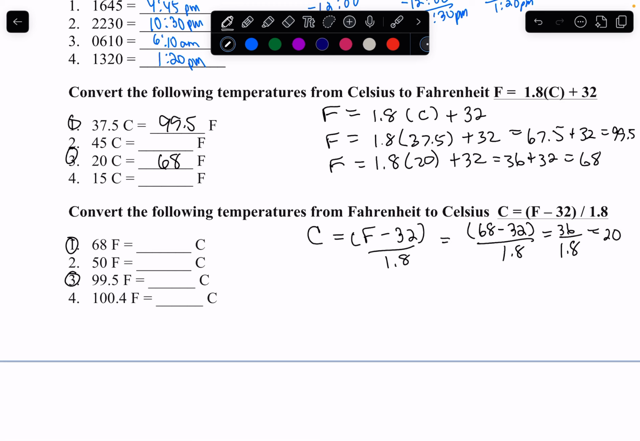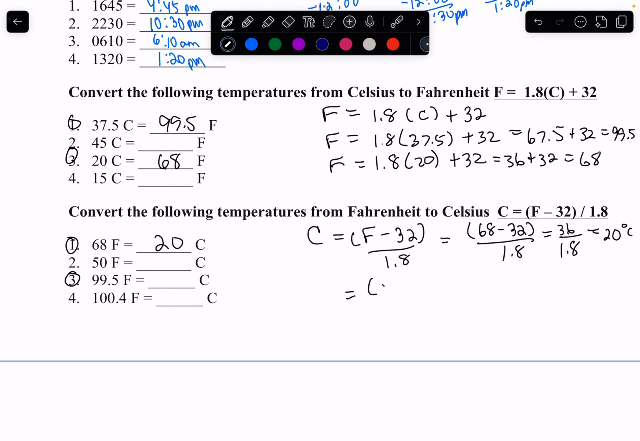Now look what we did up above. 20 degrees Celsius was 68 degrees Fahrenheit. So, hey, we went backwards, right? Okay. Let's look at 99.5. Now, if we did it right, we should get the answer up above, but let's just practice. Make sure that we're going backwards right.